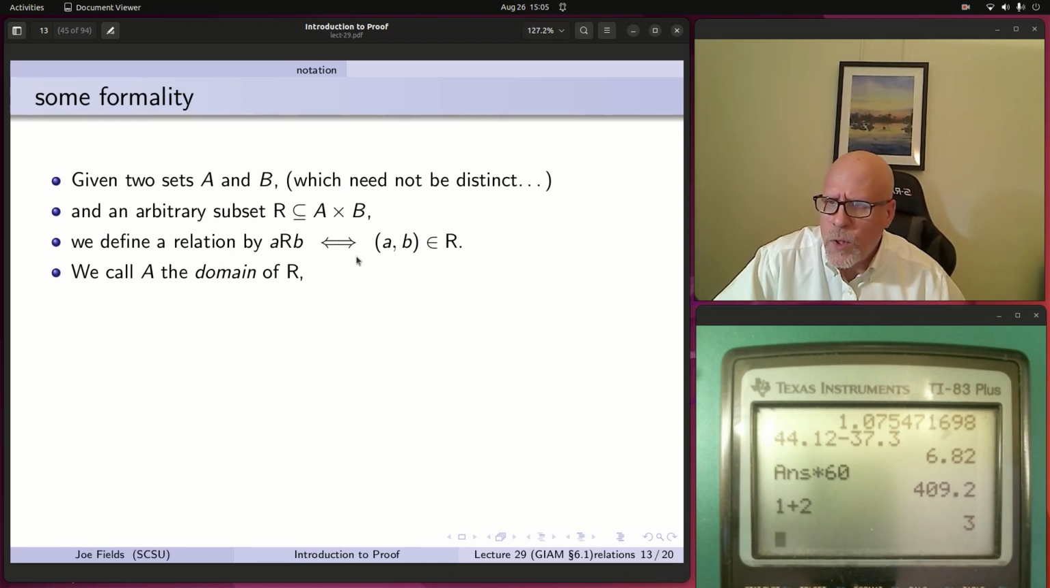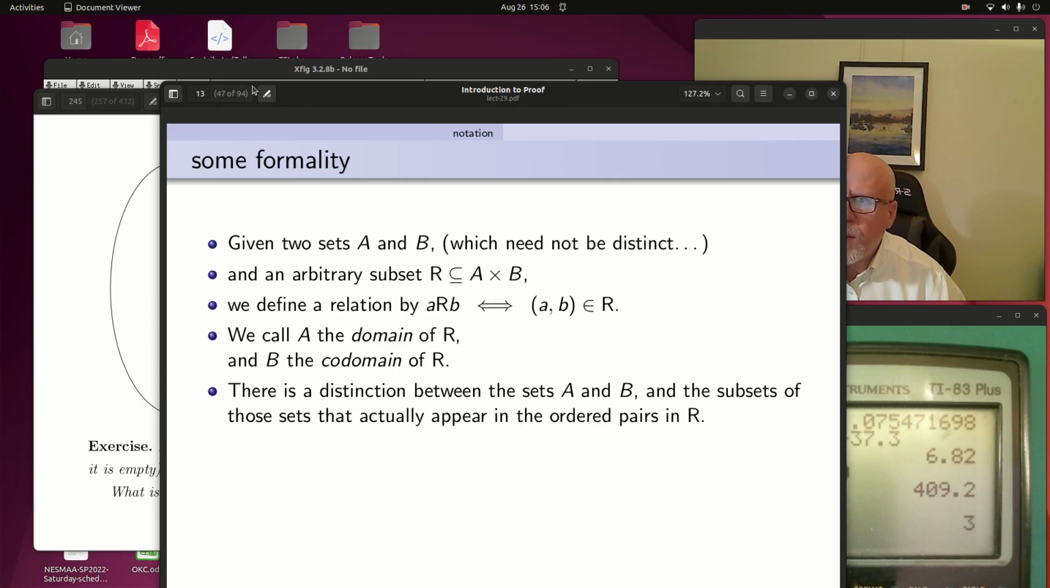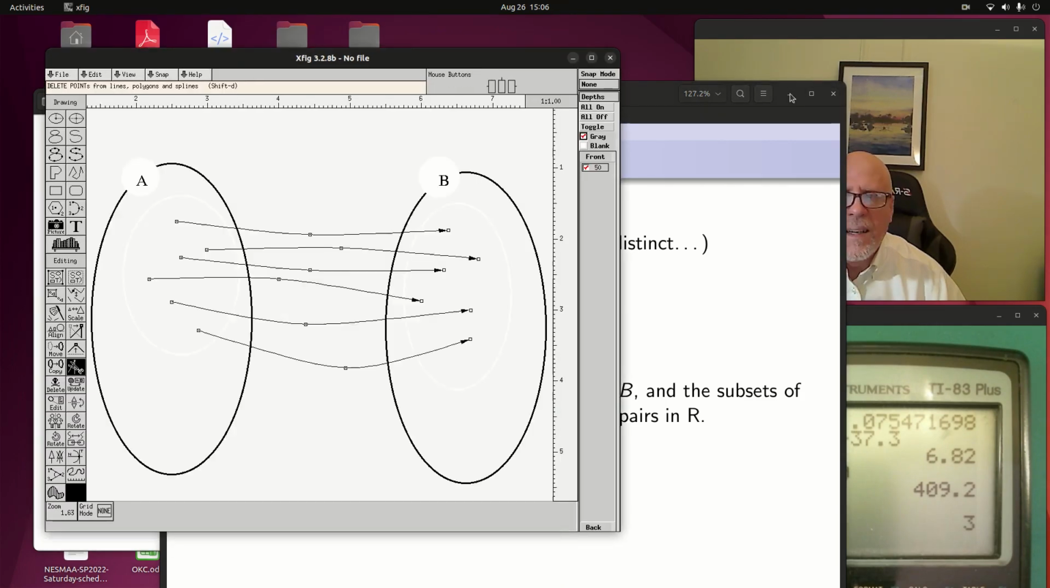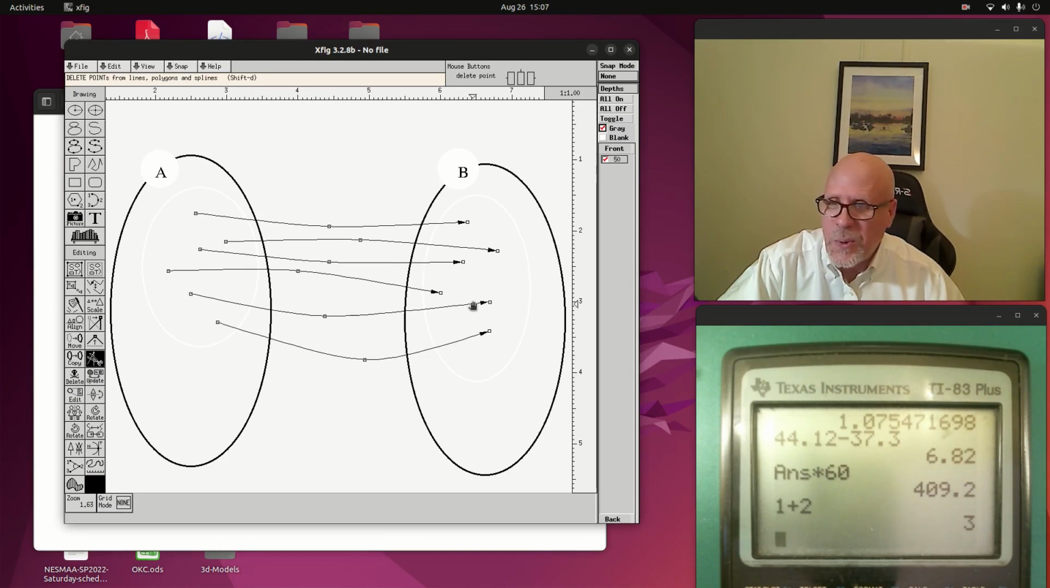Some more terminology you need to know. A is called the domain of R, and B is called, not the range, it's the codomain of R. There is a distinction between the sets A and B and the subsets of those sets that actually appear in the ordered pairs in R. I didn't make a slide for this, but I wanted you to see a visualization of this. Sorry, this is a super old school drawing program that I use on my Linux machine to make diagrams for things.